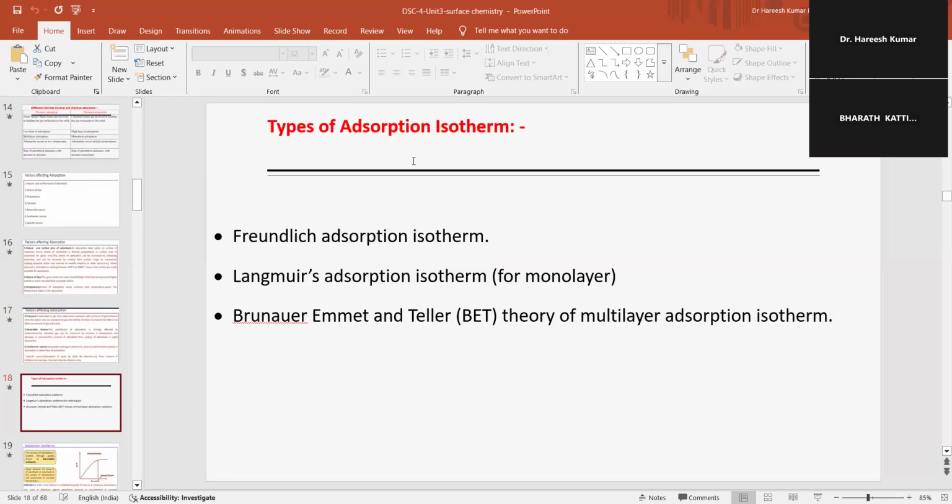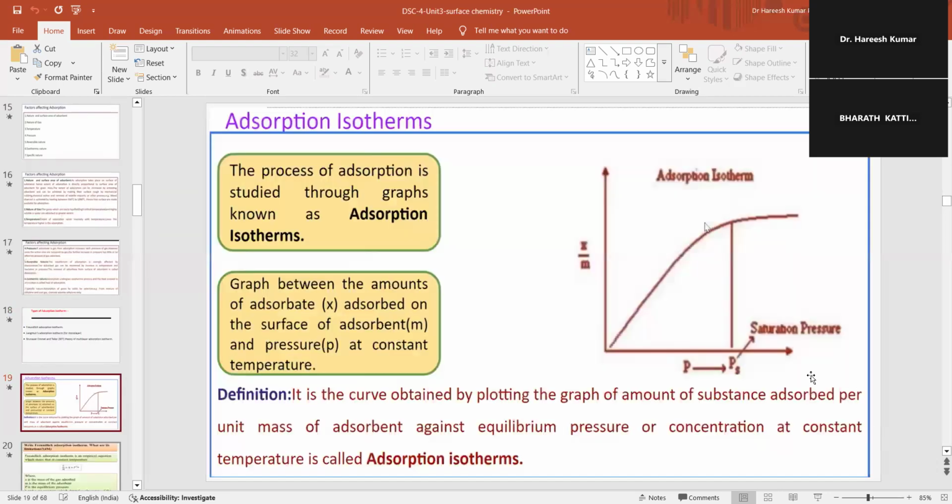Now you know about adsorption isotherm. Adsorption isotherm means the study of adsorption through graphs. The study of adsorption through graphs is called adsorption isotherm. These are of three types: Freundlich adsorption isotherm, Langmuir adsorption isotherm, and the BET (Brunauer, Emmett, Teller) theory. Freundlich adsorption isotherm is the normal one. Langmuir adsorption isotherm is for the monolayer one. The BET theory is for the multilayer adsorption isotherm. So let's take the first one, Freundlich adsorption isotherm.